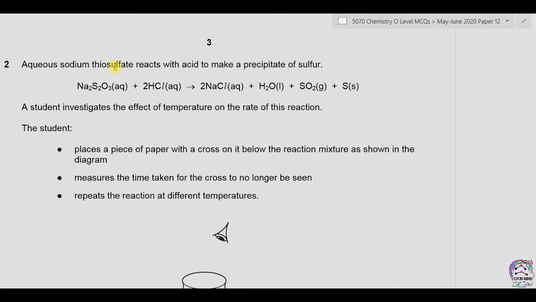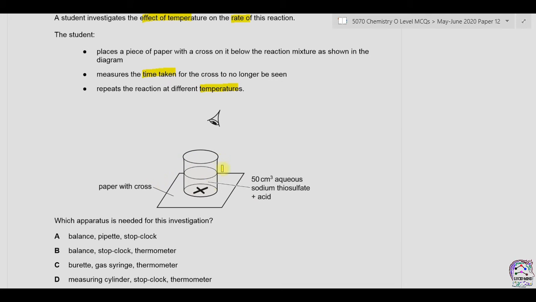Question 2. Aqueous sodium thiosulfate reacts with acid to make a precipitate of sulfur. You can see sulfur is formed in the product. A student investigates the effect of temperature on the rate of this reaction. The student places a piece of paper with a cross on it below the reaction mixture as shown in the diagram, measures the time taken for the cross to no longer be seen, and repeats the reaction at different temperatures.